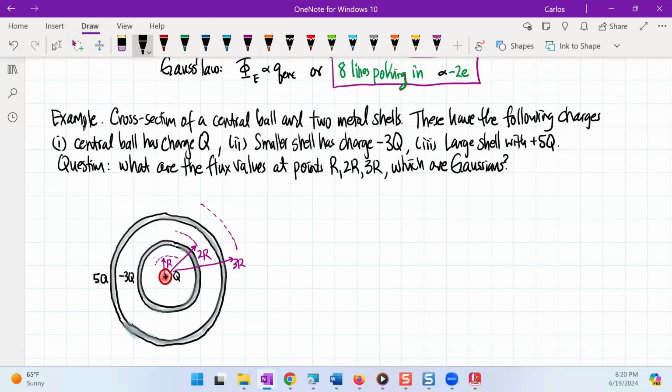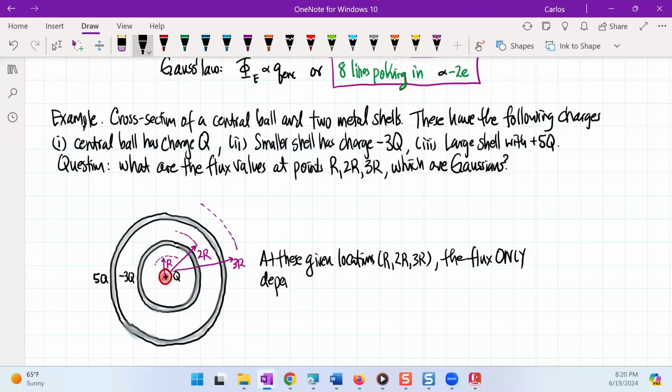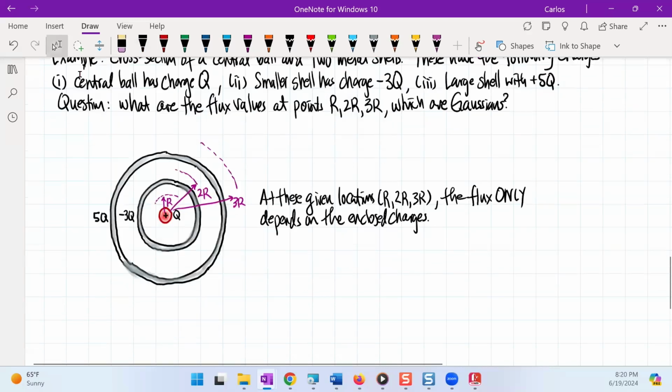So all we know here is that at these given locations, and what do I mean by locations? In this case, we're talking about R, 2R, 3R, the flux only depends on the enclosed charges. So let's look at the first one here.